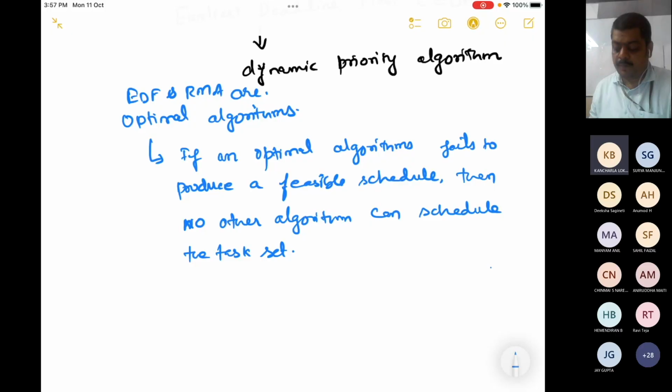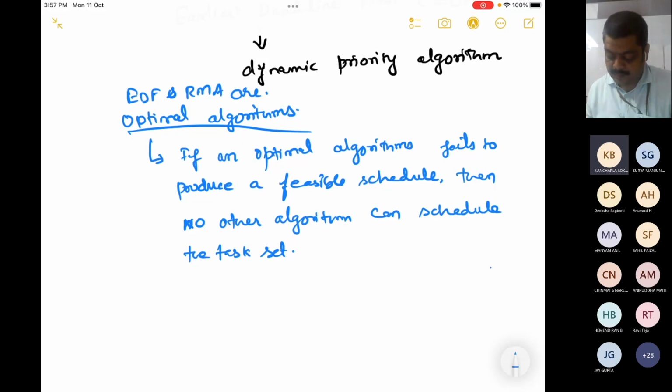Okay. So what does an optimal algorithm mean? If an optimal algorithm fails to produce a feasible schedule, then no other algorithm can schedule the task set. For example, if I give a task set which cannot be scheduled by an RM algorithm or an EDF algorithm, and I ask you to schedule it with some other algorithm, then no other algorithm will be able to do that. That is called an optimal scheduling algorithm. But these are optimal uniprocessor algorithms. Uniprocessor means only one processor. Multiprocessor, anyway, we are not going to touch upon. Just uniprocessor scheduling, only one processor.